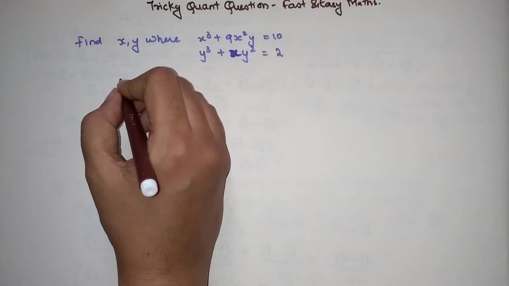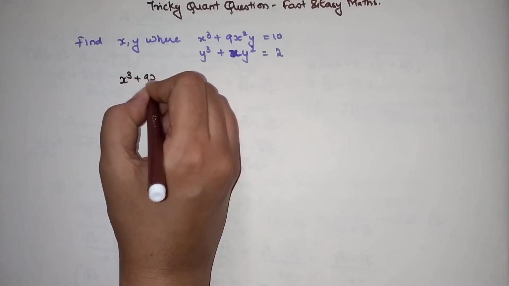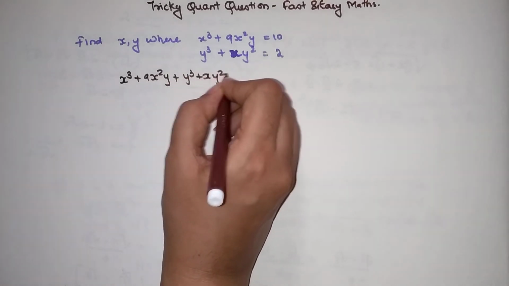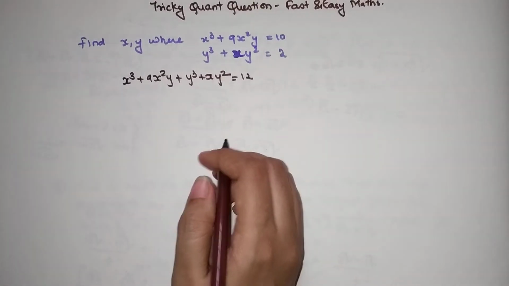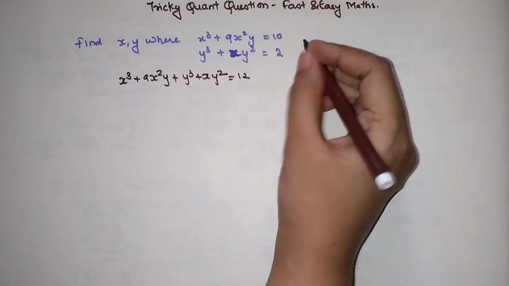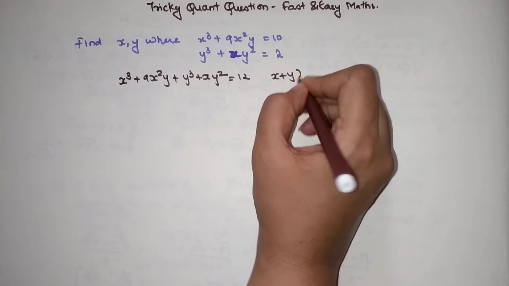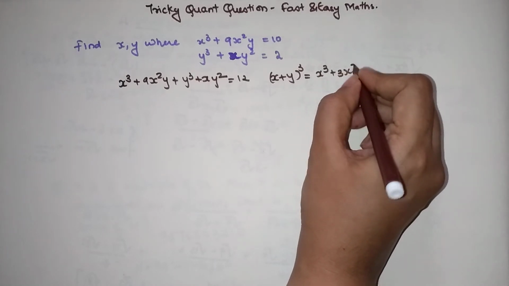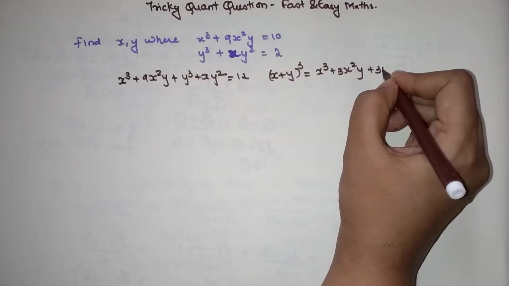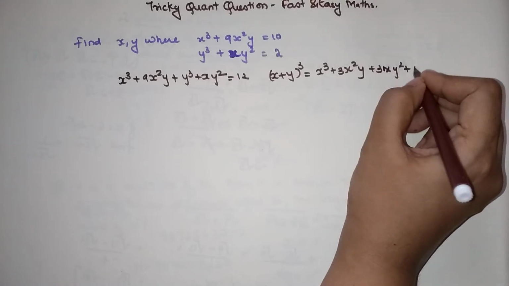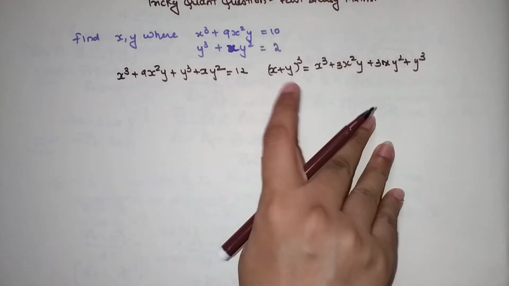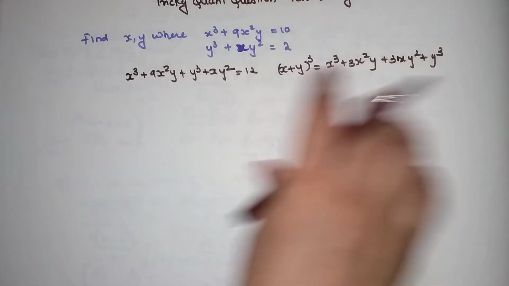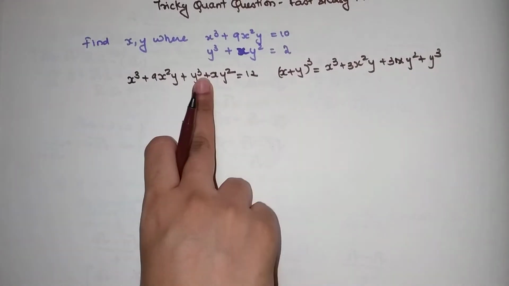When you add these two equations, you get x cube plus 9x square y plus y cube plus xy square is equal to 12. Now let's see what happens when you expand (x plus y) the whole cube. That gets you x cube plus 3x square y plus 3xy square plus y cube. If you look closely, you have x cube, you have an x square y term over here as well, you have y cube, and you have an xy square term as well.